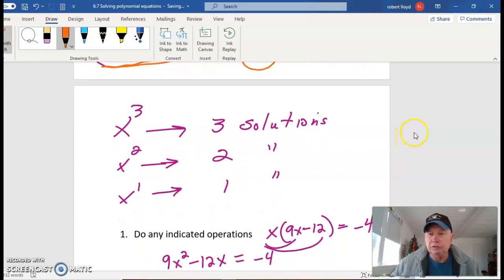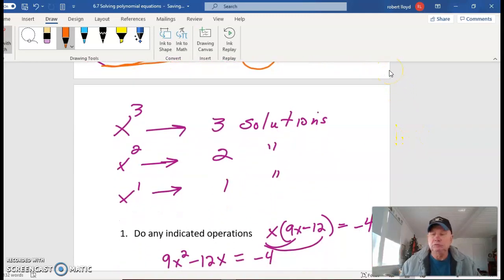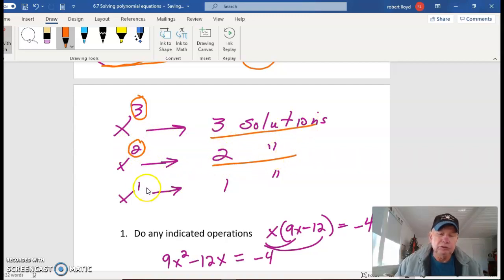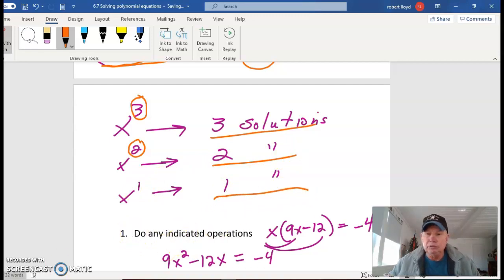So, just as a little review, we have an equation that has a cubed in it. It's going to be three solutions. If we have one that's squared, there'll be two solutions. And of course, an equation that just has an x is one solution. So I tried to put some steps here for you.